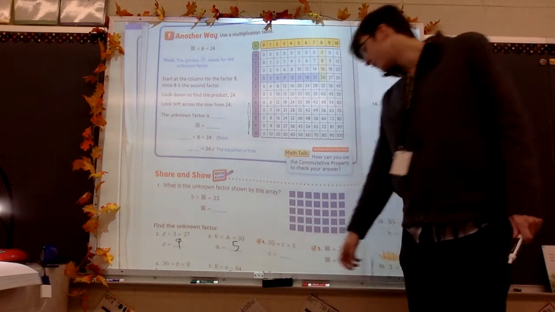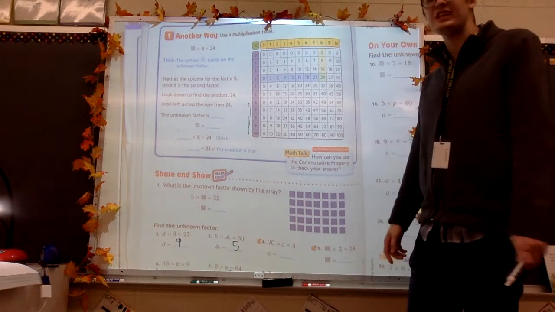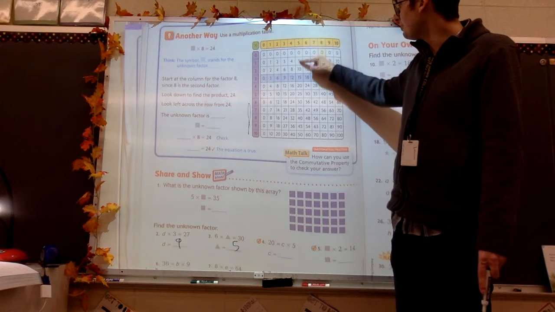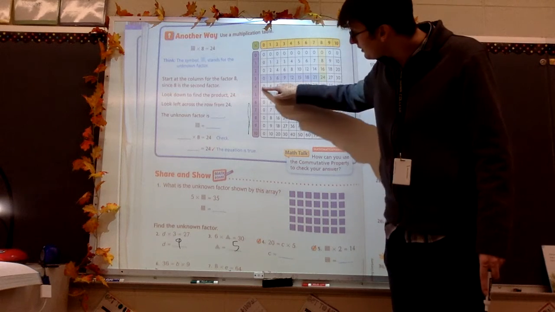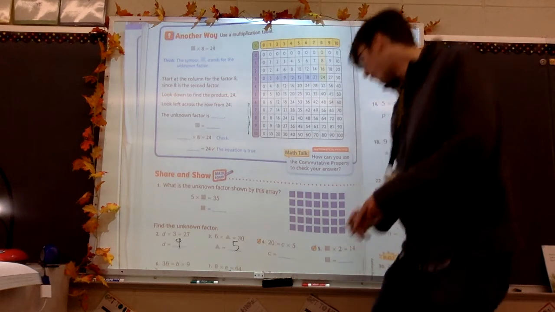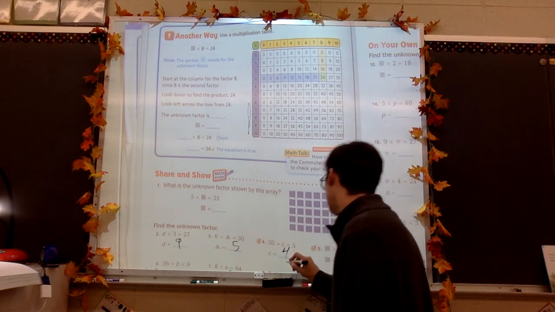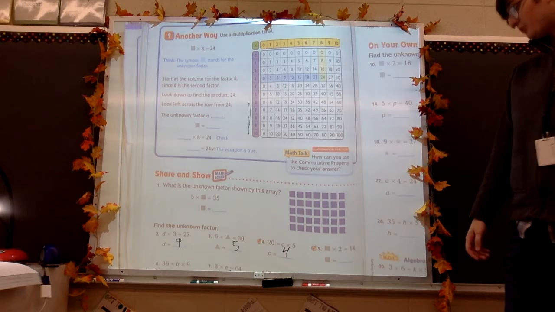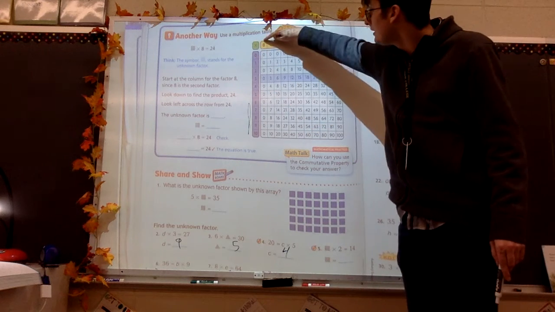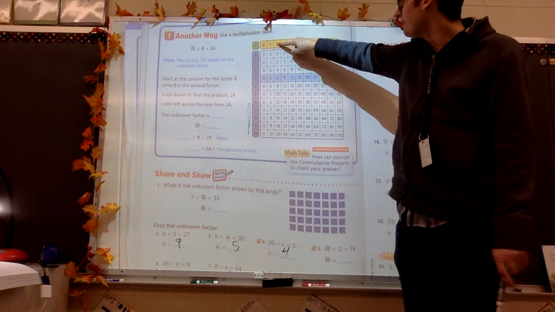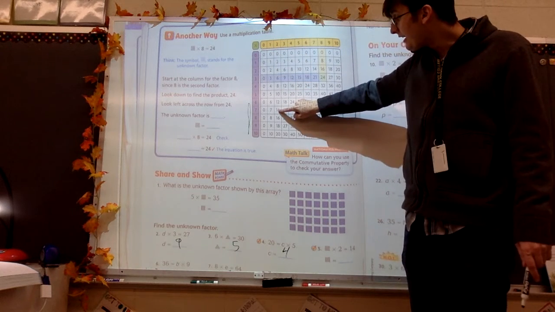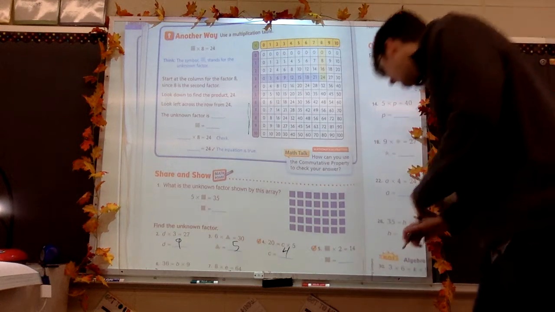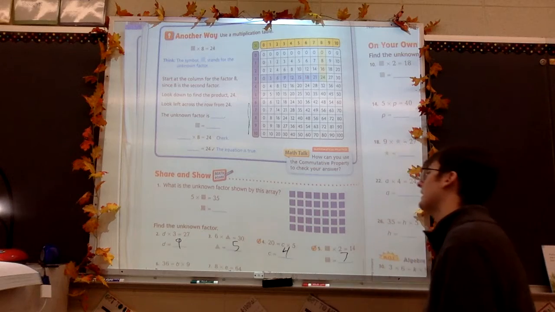We'll do that again for number 4. 20 equals C times 5. So we look for 5 up here. There's 5. We go down till we get to 20. And then we go over to the left. We see that's 4. 4 times 5 equals 20. So C equals 4. Number 5 has a blank times 2 equals 14. So we find 2 up here. Here's 2. We go down until we find 14. There's 14. And then we go over to the left, and it says 7. So 7 times 2 equals 14.